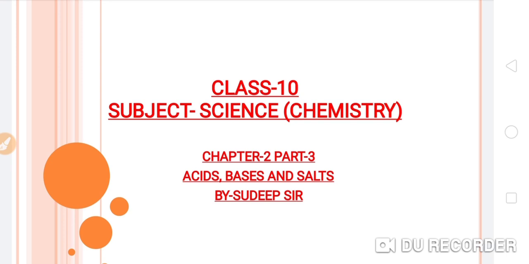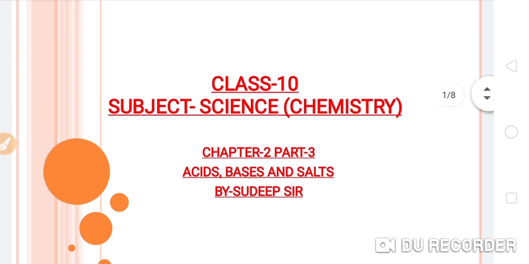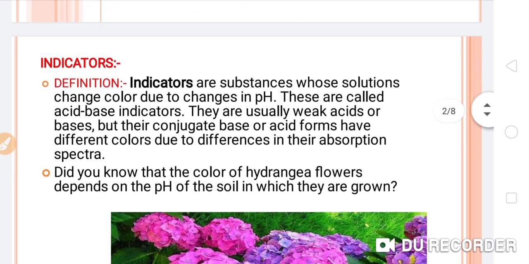And students, if you are watching this video, please go through the given I button to watch the first and second parts of this chapter. In the first part, I have explained about acids and different methods to form acids, and in the second part, I have explained about bases and different methods to form bases. And in this video, I am going to explain about the indicators. So let's start, students. Let's see what indicators are.